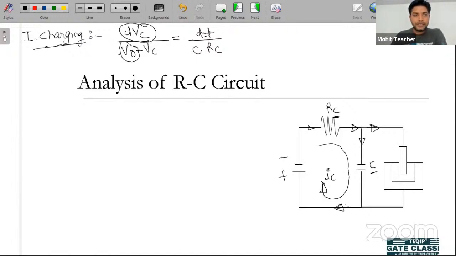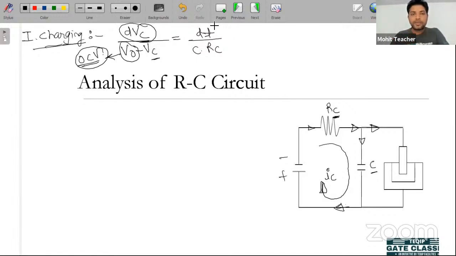V naught is basically the open circuit voltage, OCV. Open circuit voltage is what we measure when there is no load. At that time we are measuring the voltage and the current. If we are measuring the voltage, we call it the open circuit voltage. If we are measuring the current, that is the short circuit current.